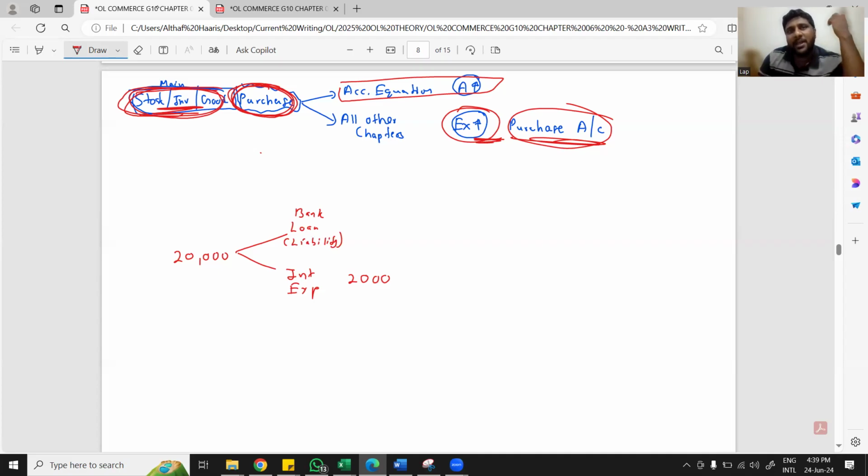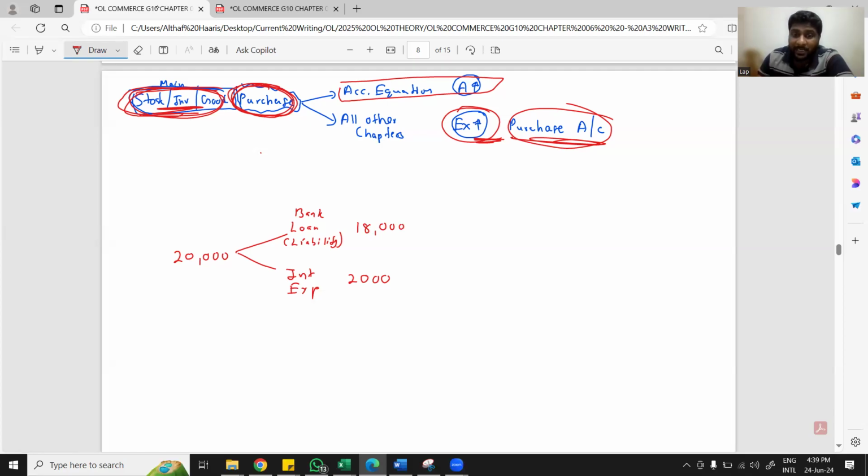Out of the 20,000 that we have paid, 2,000 is given for the interest. Then from the loan, how much we have settled? Zakir correct. Same transaction I used when we were doing the accounting equation chapter. From the loan amount, we have settled only 18,000.